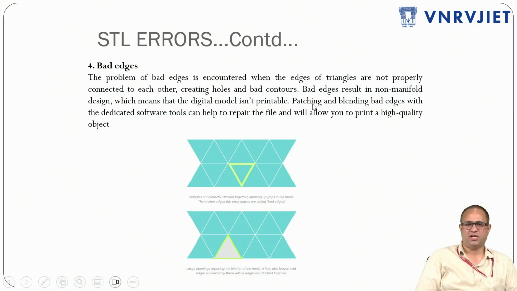The next issue is bad edges. You can see that the edges of the triangles are not properly connected. You can see these gaps, and these gaps result in bad edges. For patching and blending the bad edges, we use dedicated software tools to repair them, because there should not be any gaps. Gaps mean the material will not be laid up properly.